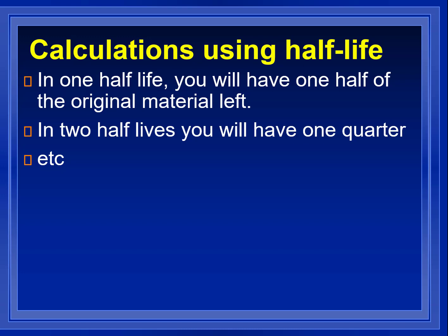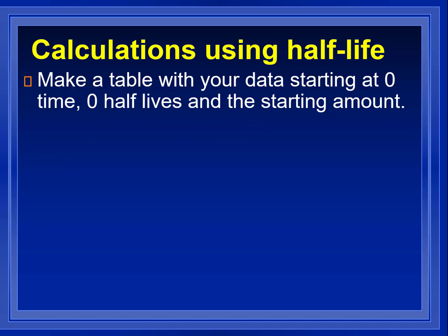Okay. So all we have to keep track of is how many half-lives I've gone, and I can figure out how much stuff I have left. But each half-life is going to be a certain amount of time, right? So I can convert those half-lives into times pretty easily. So the way to do these is to make a table. Okay? And you're going to want a table that has all those three things that are interrelated.